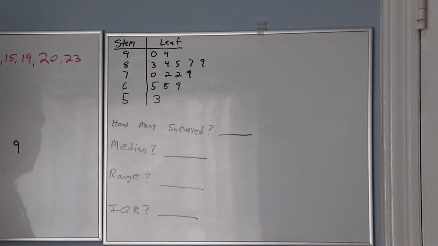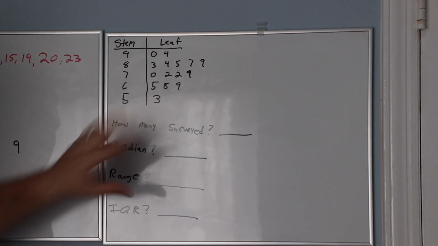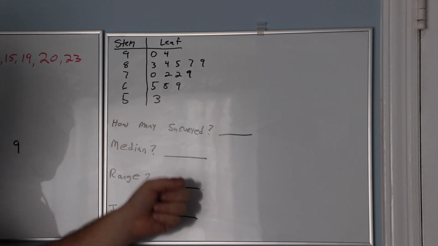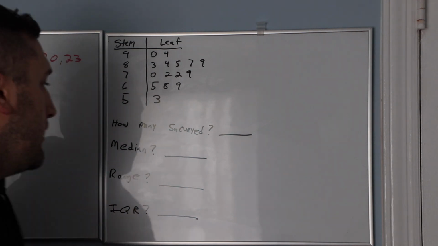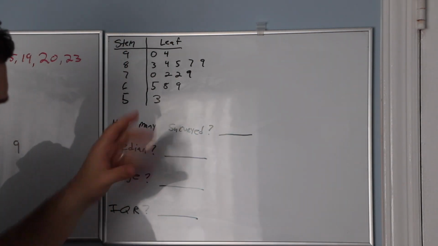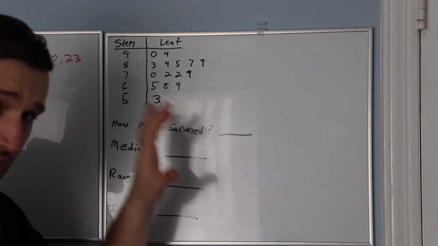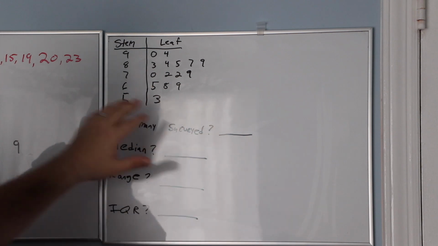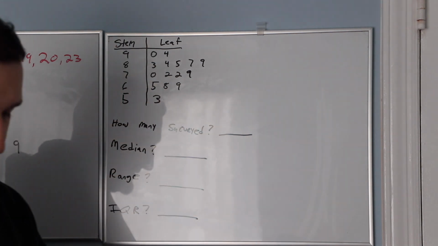We have this stem and leaf plot up top, and we have these questions below. How many people were surveyed? What's the median? What's the range? What's the IQR? We're going to use this stem and leaf plot to answer these questions. But before I even look at the questions, I'm going to rewrite my data, pulling it from this stem and leaf plot.